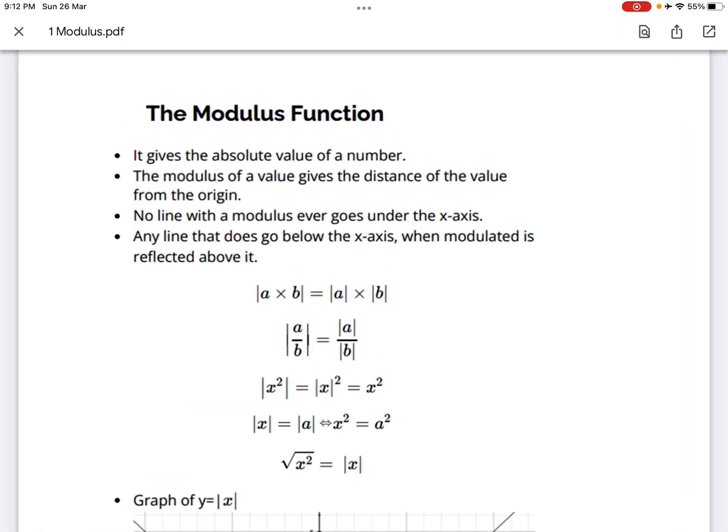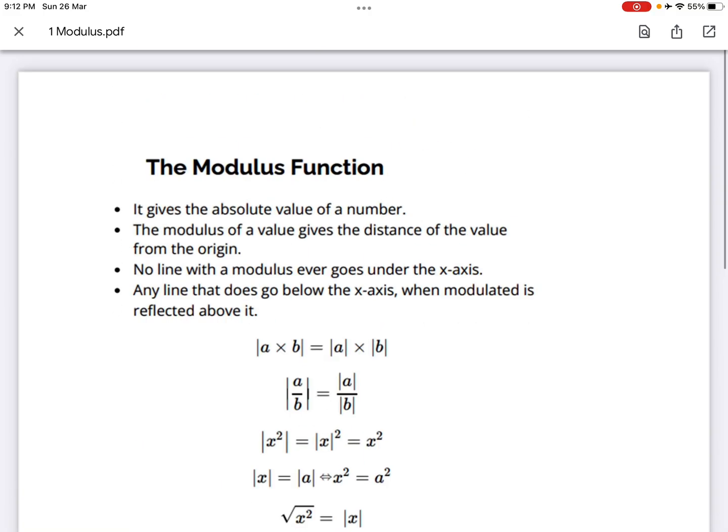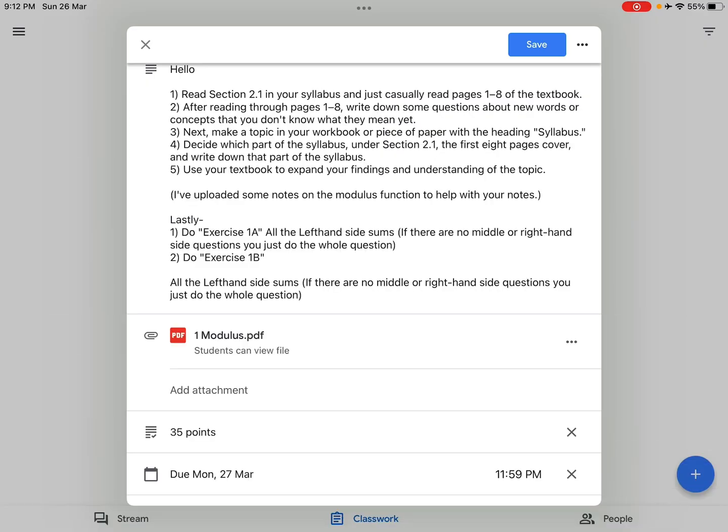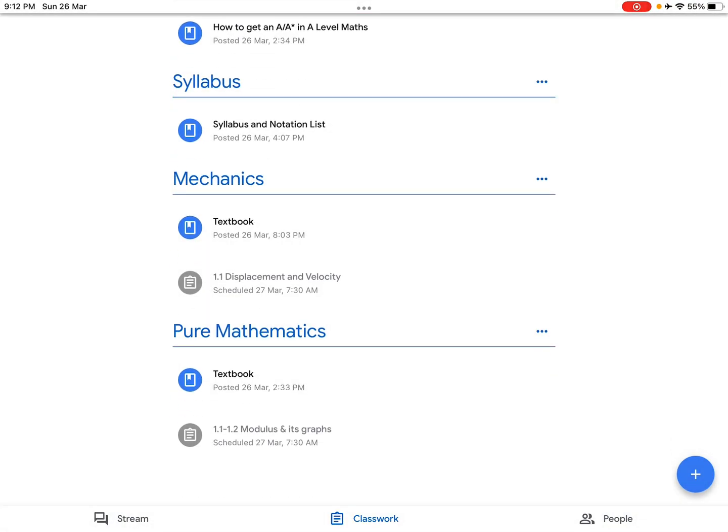So here is a summary of the modulus function. I just felt that this is a better summary for that part than the textbook, so sometimes I will do that. But most of the time our textbook is sufficient. We have everything we need. And yes, every day you will have an assignment like this.